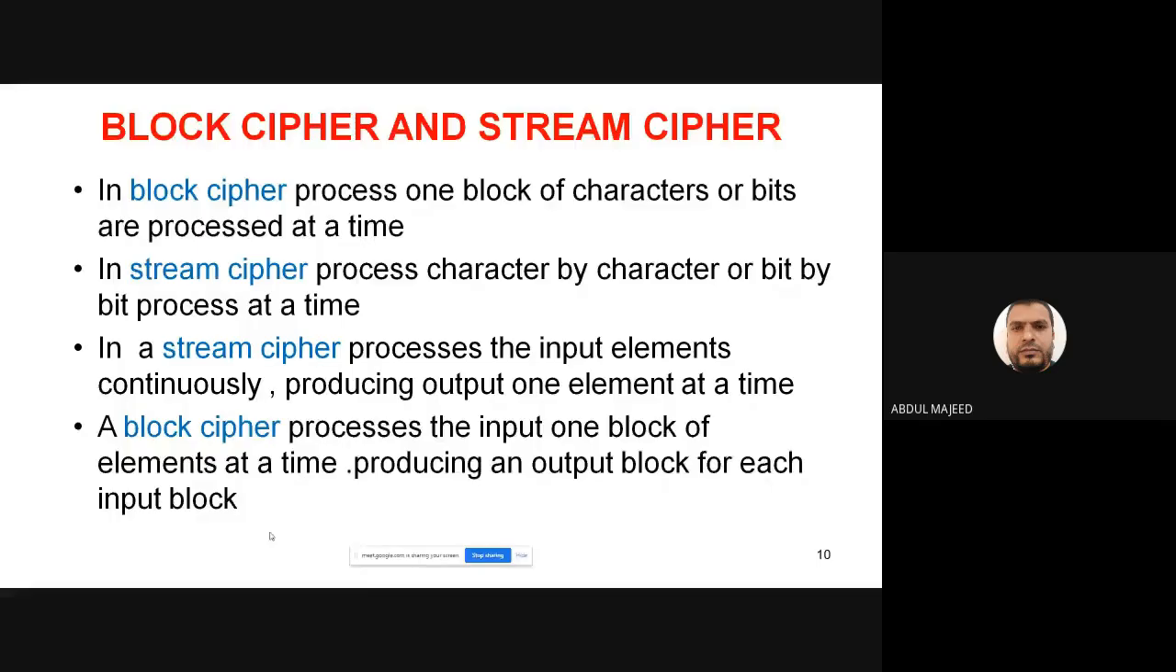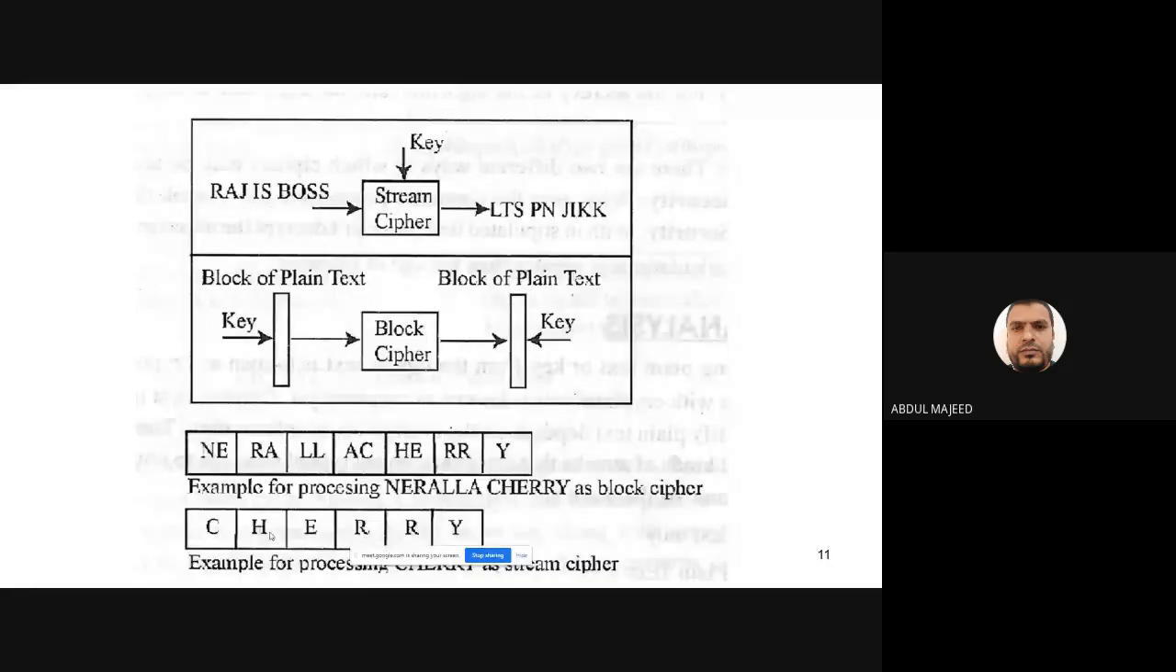Okay, so here an example is there. You can see that example. The plain text is Raj is boss, right? It is in readable format. Raj is boss. And we are using the stream cipher technique, which means one character will get converted into ciphertext. R will get a separate conversion to L, A will get a separate conversion to T, and J will get a separate conversion to S.